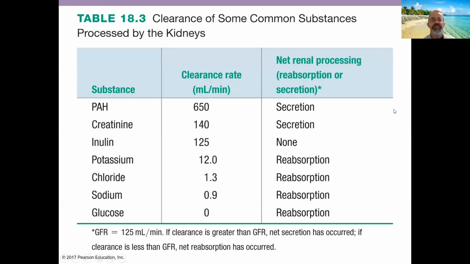All right. And just to show you some of these values, again, I'm not going to have you do any calculations, but taking a look at some of them we looked at, glucose, 0 clearance rate, it's all reabsorbed. Inulin clearance rate is the same as the GFR because there's no reabsorption or secretion. And we didn't look at these substances, but here's a good example of creatinine and PAH, 2 other substances that are used to study. Notice their clearance rate is greater than the GFR, which is normally 125. So that means there's active secretion of these substances.